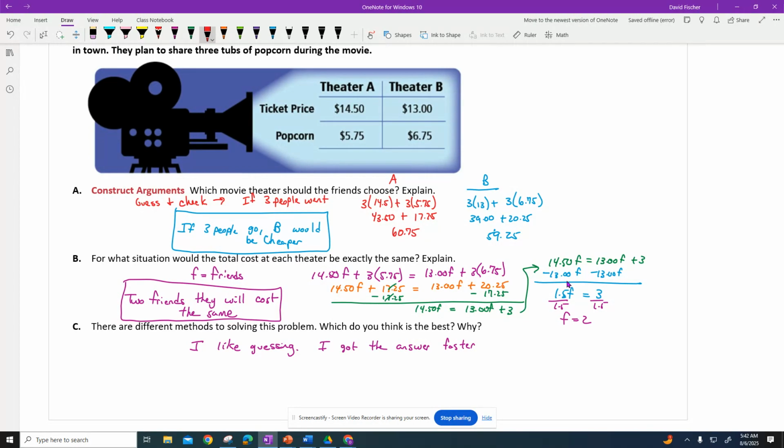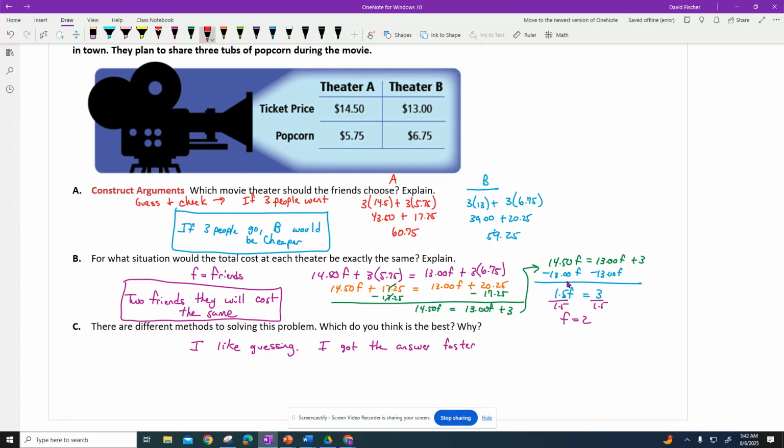Okay. For which situation would the total cost of the theater be exactly the same? Now this is where we don't know how many friends, so I'm going to put a variable here. I said let F be friends. I do know they're going to pay $14.50 each, and I do know they're going to pay 3 times $5.75 for the popcorn. I want to know when they're going to be the same. So I went to movie theater B. I don't know how many friends are going. That's what I want to know. So I have $13 times the number of friends, plus 3 times the $6.75 for popcorn. Writing an expression or equation like this is going to be very helpful.